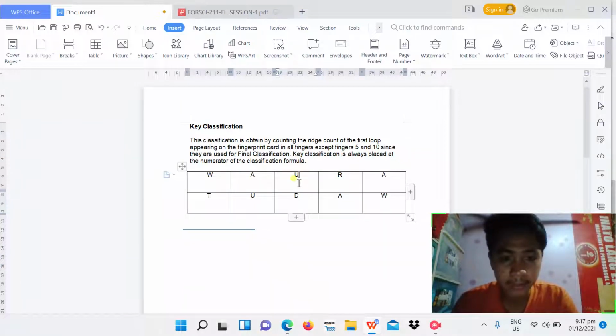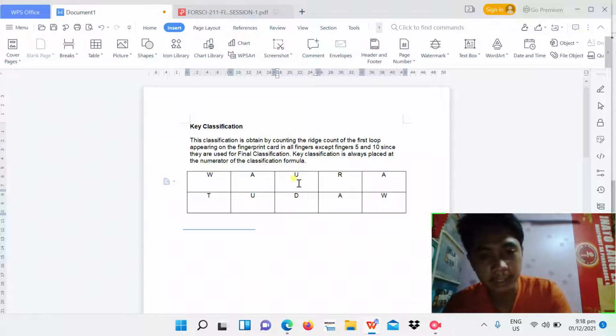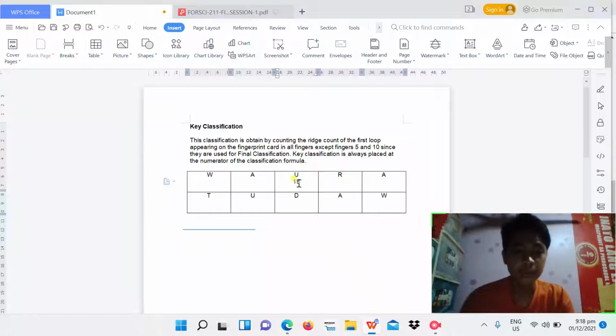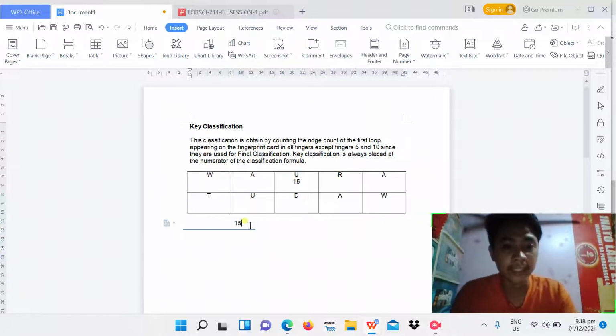For example, if the ulnar loop has a ridge count of 15, you will put 15 in the classification formula. So this is now the K classification.